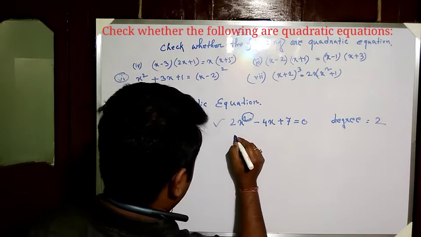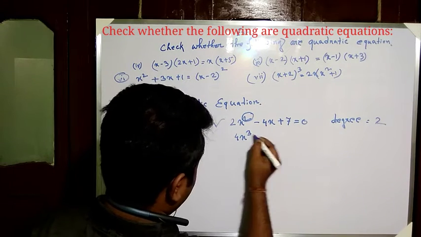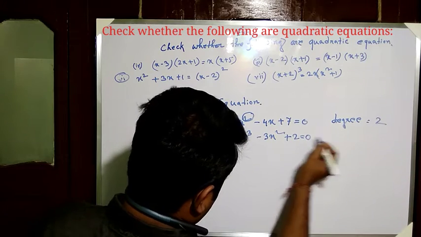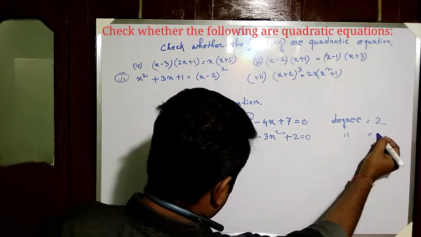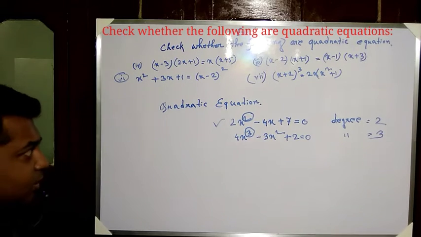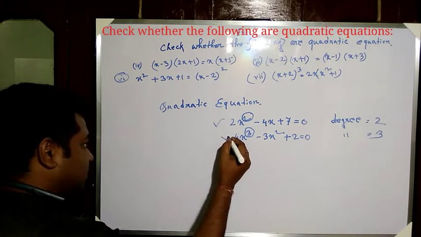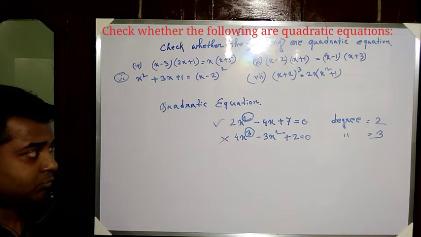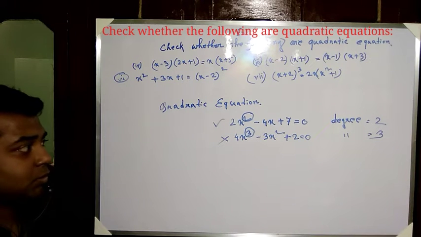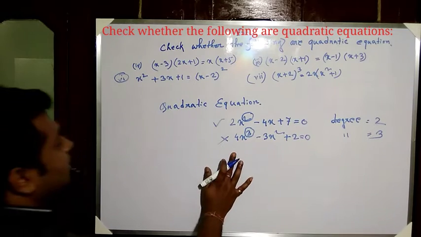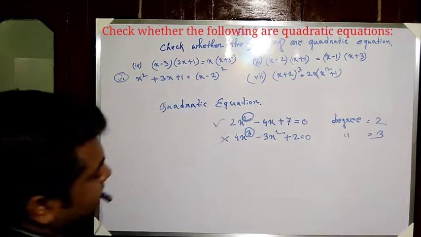Suppose here 4x cube minus 3x square plus 2 equals to 0. So degree equals to 3, highest power 3. Is it a quadratic equation? No, because this polynomial or algebraic expression doesn't have the highest degree 2. Its highest degree is 3. So we can't take this one as a quadratic equation.